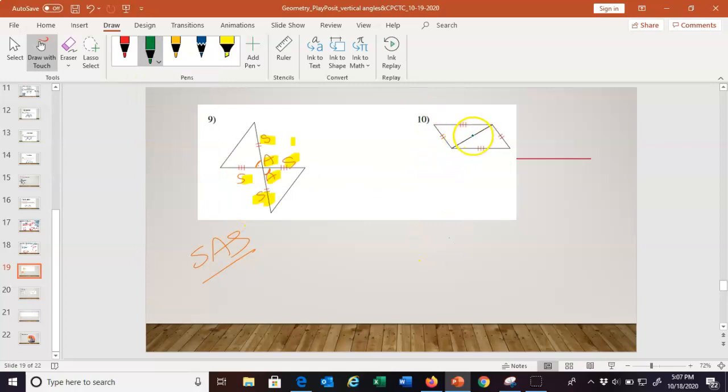All right, number 10. Ooh, here's the reflexive side. It's stuck together, so we're allowed to mark it. And it looks like we have side, side, side here, right? All the side lengths are marked. So we have the side, side, side postulate.